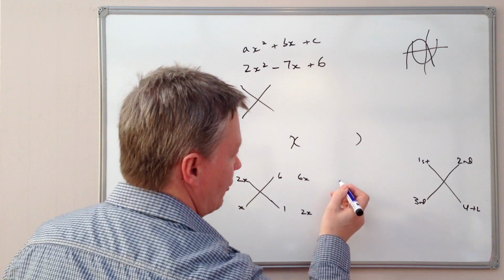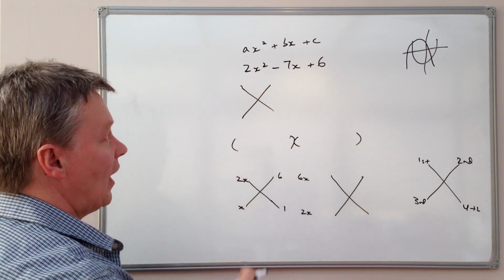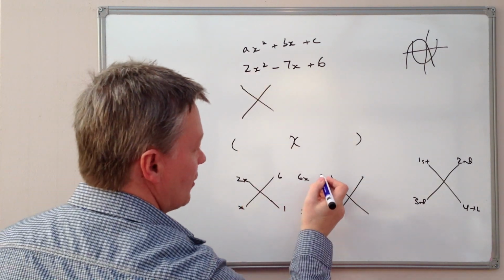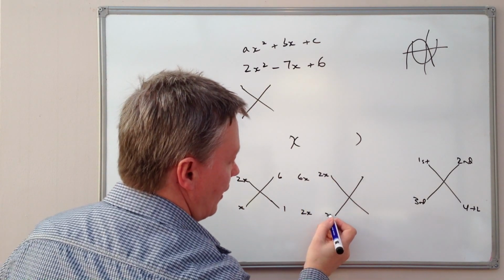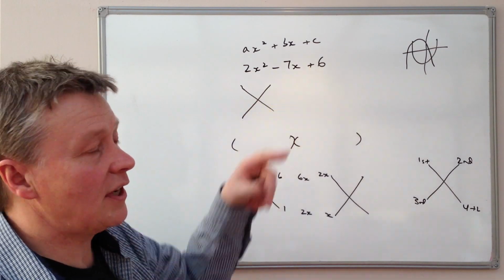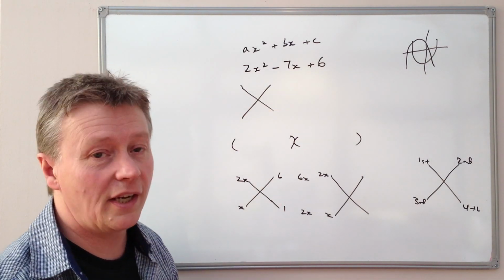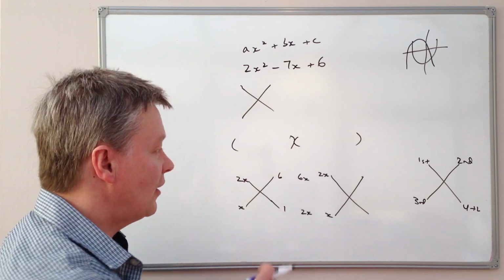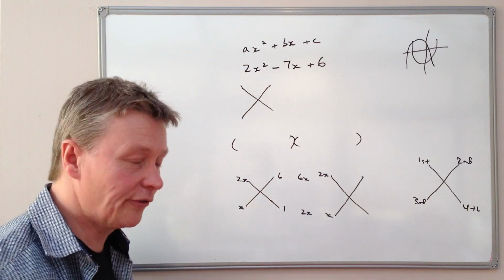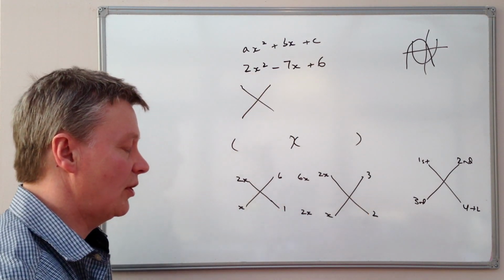So I'm going to draw another cross. There it is. And I can't do anything about the first one, so I'm going to say 2x and x. Okay, so I'm going to look again at this positive 6. Well, 6 can be made up by 3 times 2. So I've tried 6 and 1, it's not really worked for me. And this time I'm going to try 3 and 2.